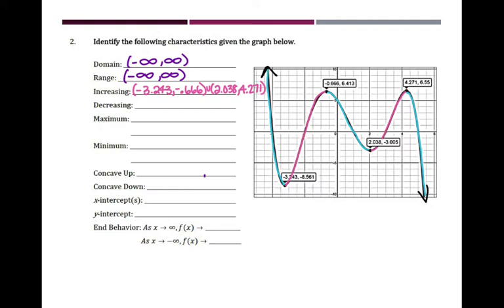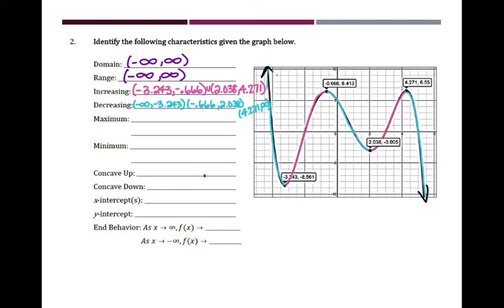Okay, this is going to be trickier for decreasing because there's actually 3 intervals. So I'm going to see if I can squeeze it on the line. So my first interval goes from negative infinity to -3.243. That's the first interval in blue. And then -0.666 to 2.038. And the last one goes from 4.271 to infinity.